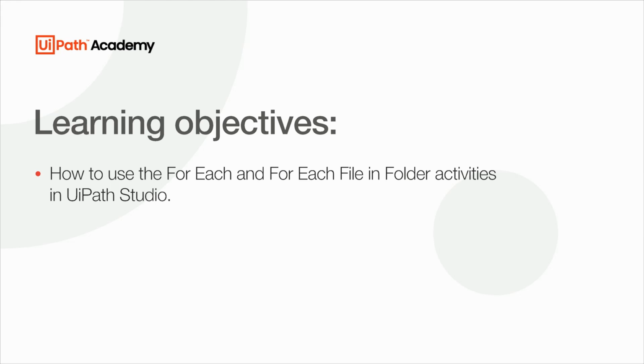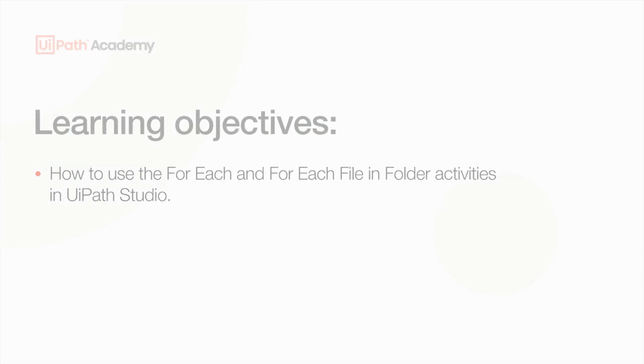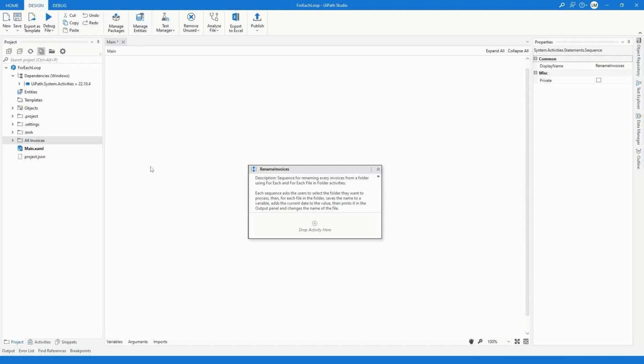As always, we encourage you to build along with this video. Okay, we've got the following business scenario. The PDF files from a given folder must be renamed so that the file name ends with the current date. For demonstration purposes, we'll solve the scenario using the two options, with a For Each and with a For Each File in Folder.